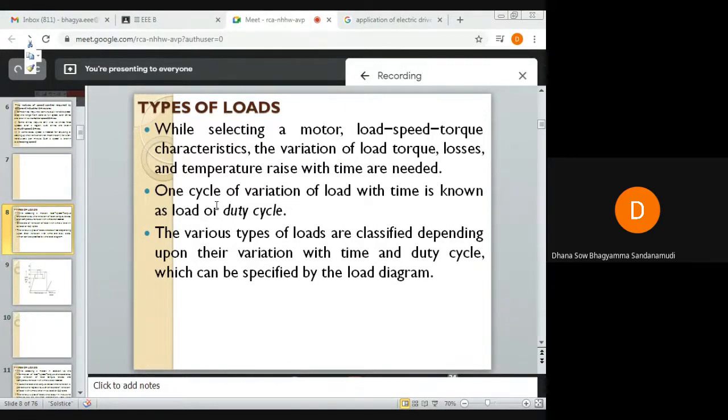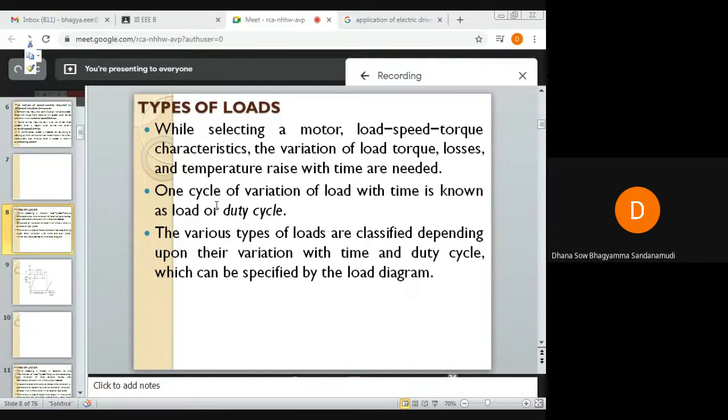In case the load and torque variation with respect to time is periodic and repetitive, if the load is varying with respect to time periodically and it is repetitive, and the torque, which is varying with respect to time, is also periodic in nature and repetitive, then each cycle of that load or torque we will call a load cycle or duty cycle.